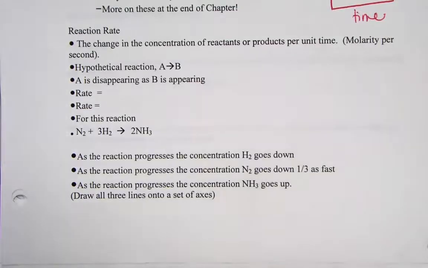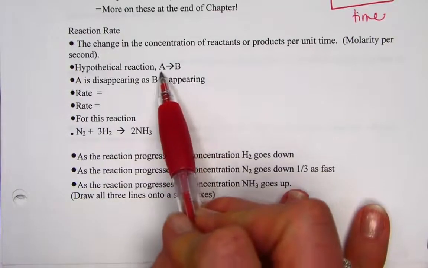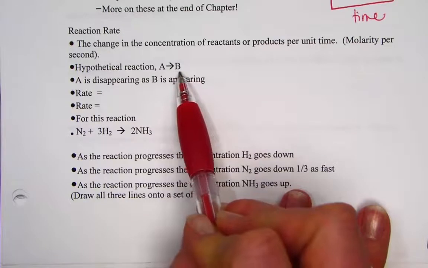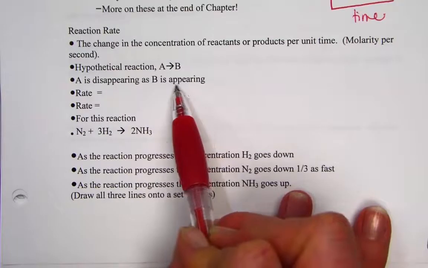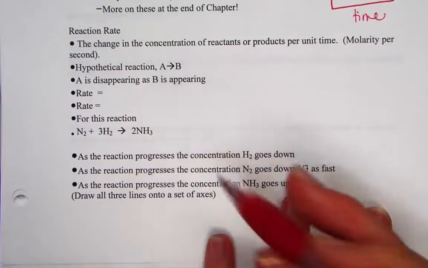If we measure the reaction rate as the change in concentration of reactants or products per unit time, we understand that as reactants get consumed, products are formed. The amount of reactants goes down, the amount of products increases as time goes by. So if we think about a hypothetical reaction where we have just reactant A turning into product B, A is disappearing as B is appearing. Reactants are used, products are made.